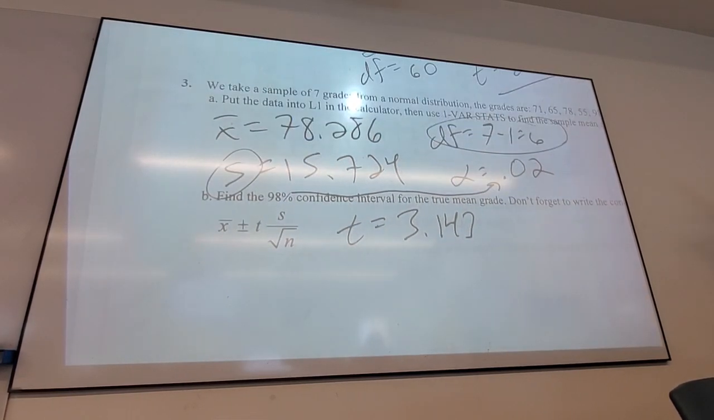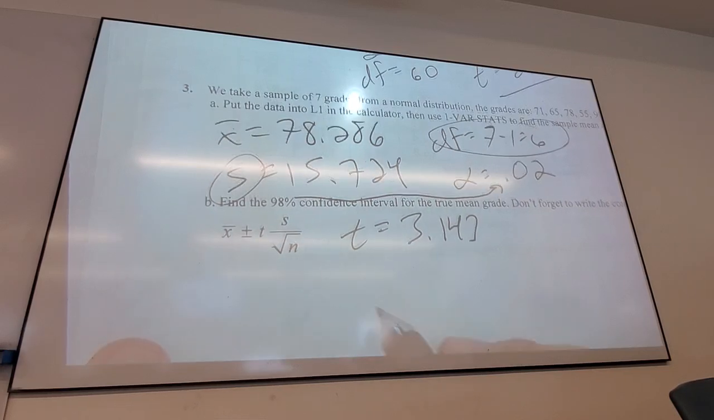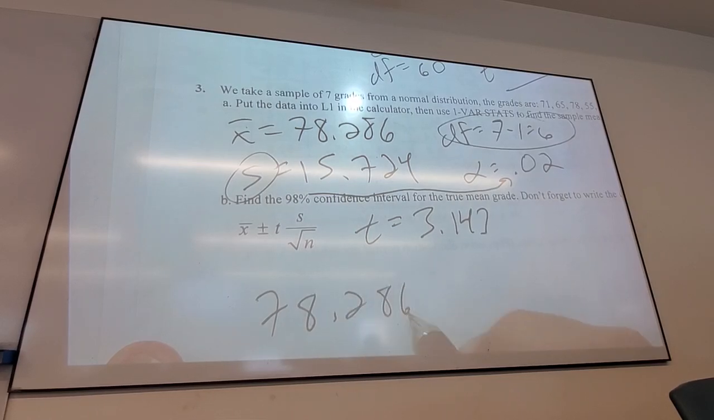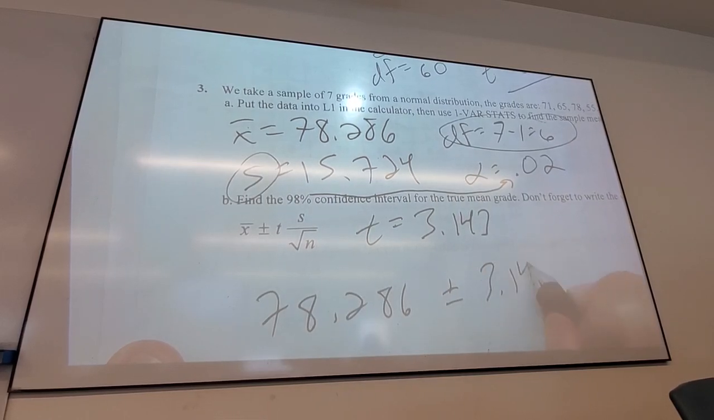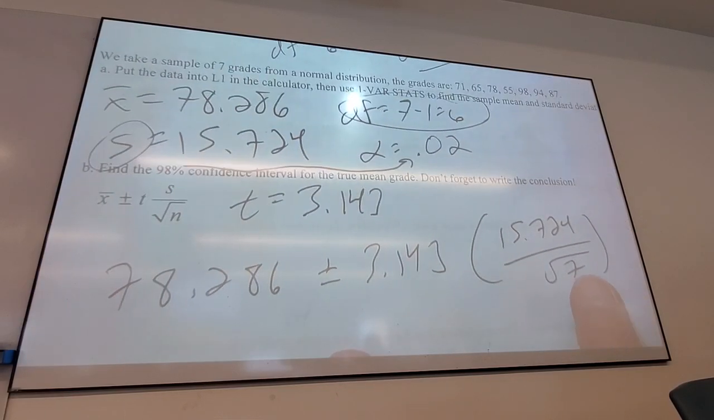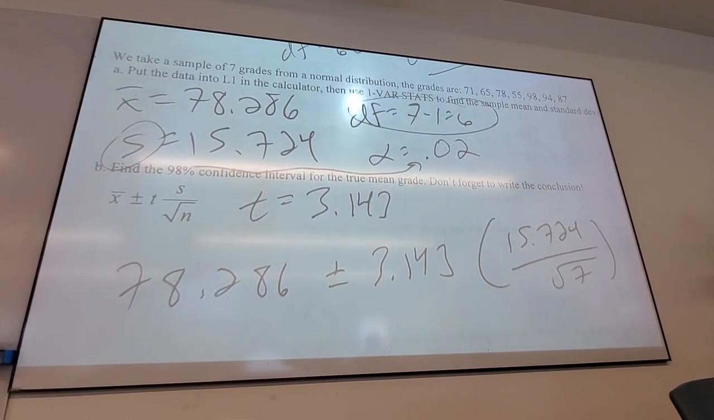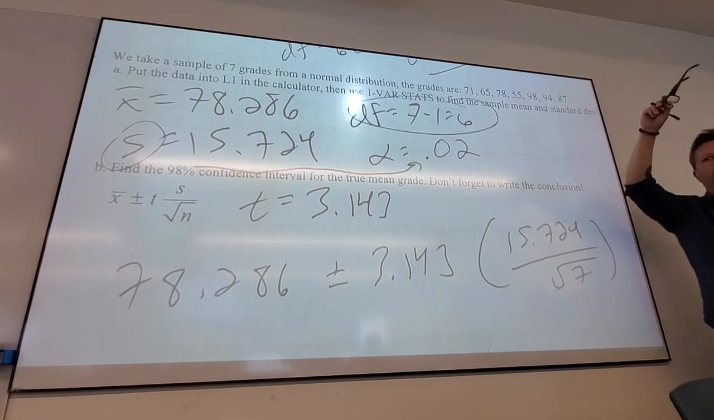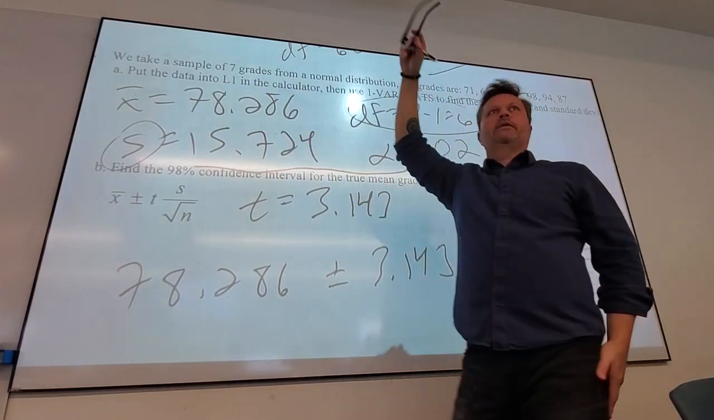And now I can just plug and chug. So it'll be 78.286, give or take this many steps. Where'd it go? There it is. By the way, 2 things. It's really easy to put a 6 there instead of a 7 because you just calculated the degrees of freedom, but it's gotta be n. It's gotta be the real sample size.